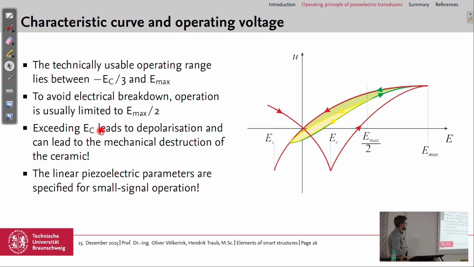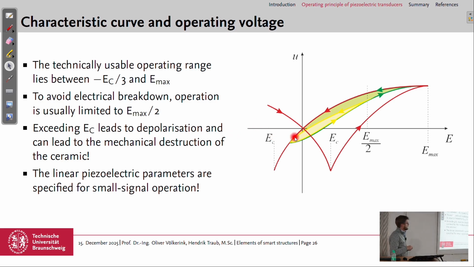Exceeding the EC would lead to a depolarization, as we saw with the circle diagrams, also in the hysteresis, and could also lead to mechanical destruction. We will have a look tomorrow at a small signal operation where we could linearize the behavior to have a simple model or a simple description of the behavior.